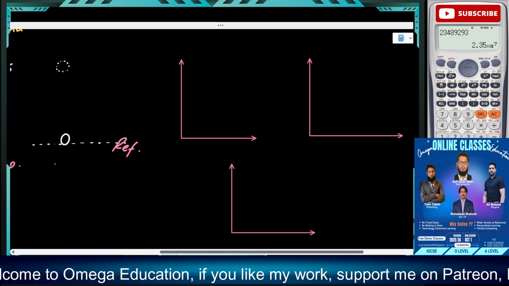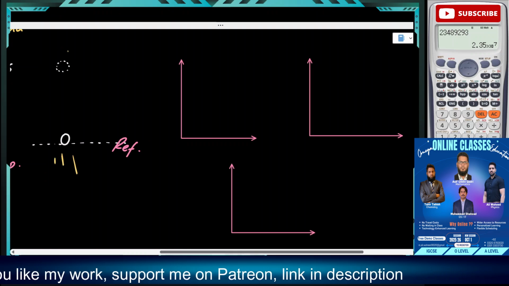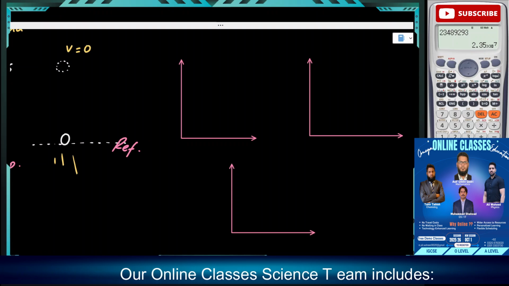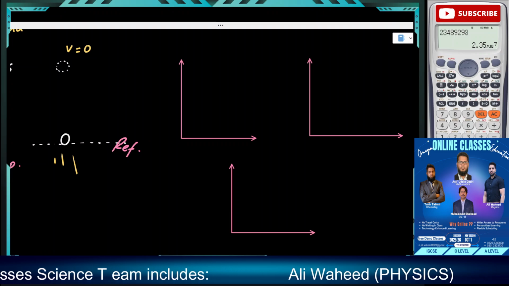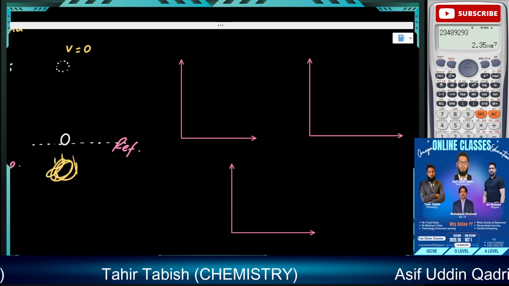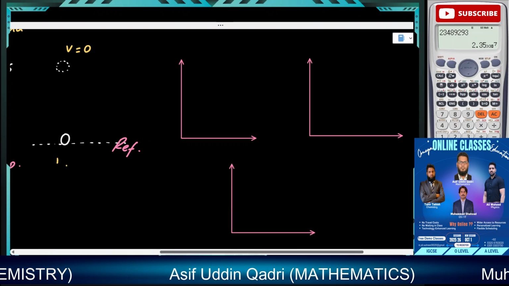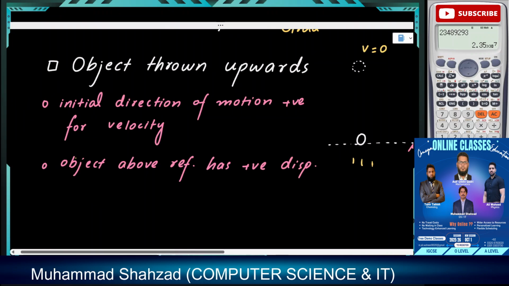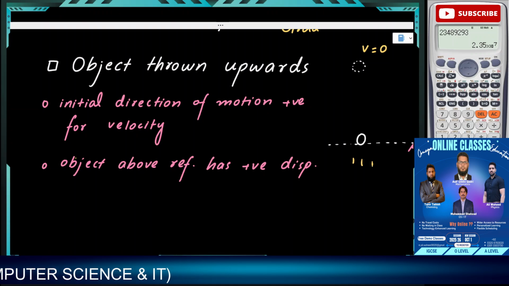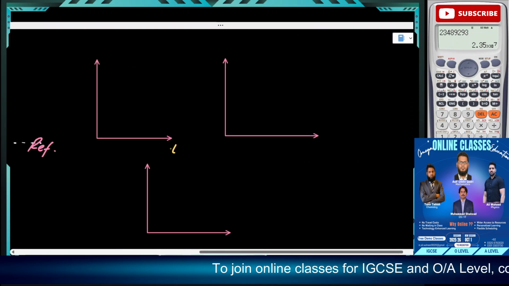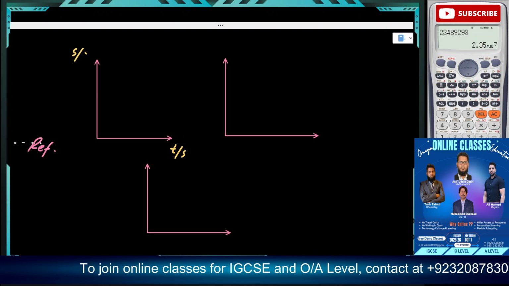So the object goes from here to the maximum point, and at the maximum height, the velocity would be 0, and then it will fall downwards once again. So this is the situation that we have. And my convention is the same. Above the reference, displacement is positive, and direction of motion upwards has positive velocity. So if this one is the displacement time graph, what does that look like?